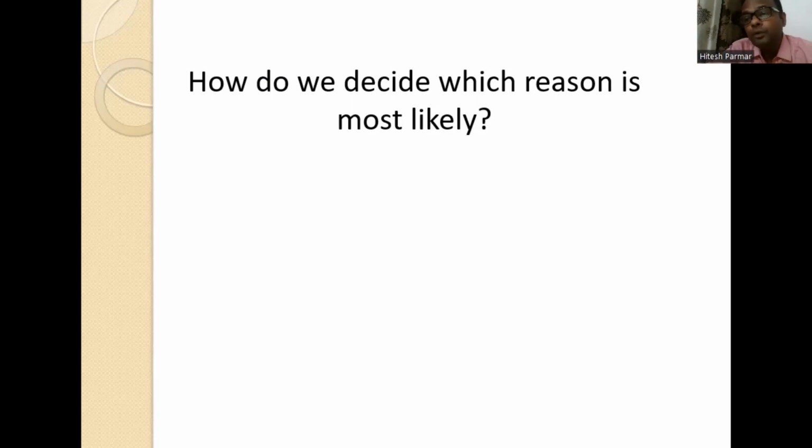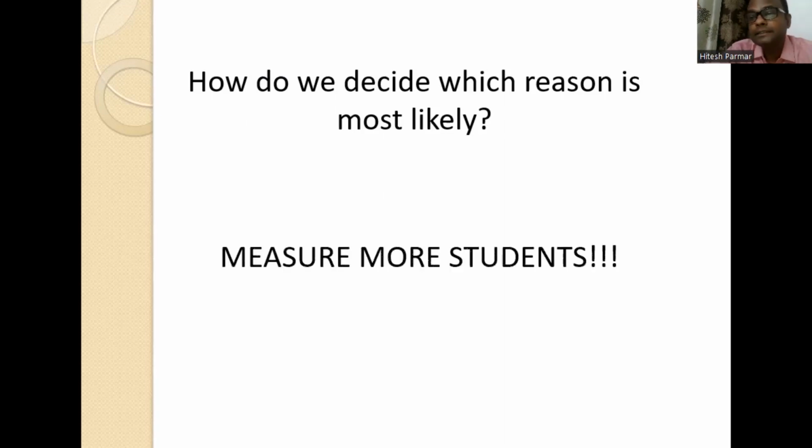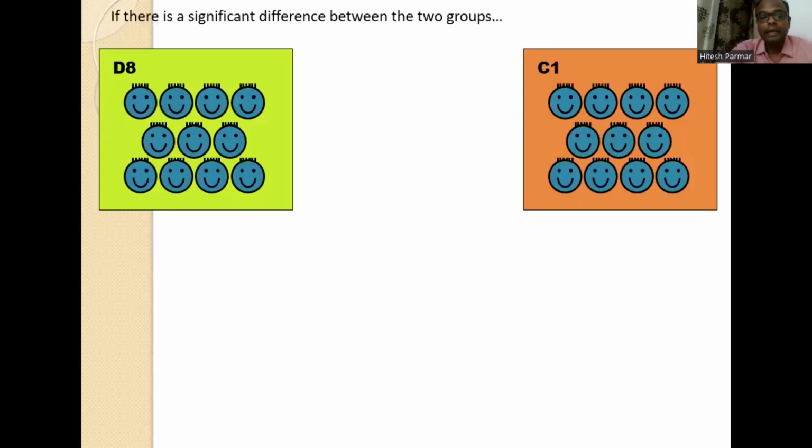So then what should we do to reduce this chance element? How do we decide which reason is most likely? And how do we ensure that the chance element is completely eliminated or reduced? So what was our sample size? Only one. So what should we do then? Yes, you are thinking right. We need to increase the sample size. Measure more students. If we increase the sample size, then on an average, we can compare the results.